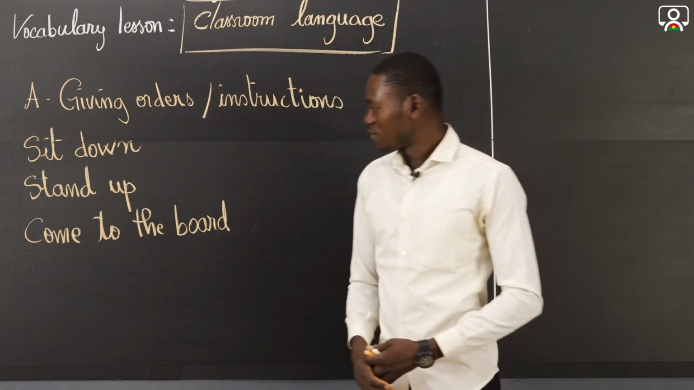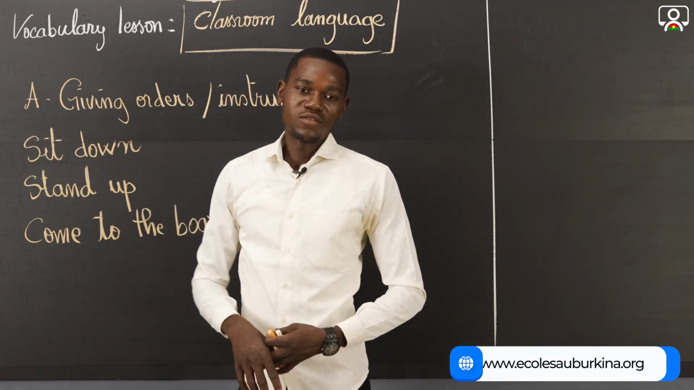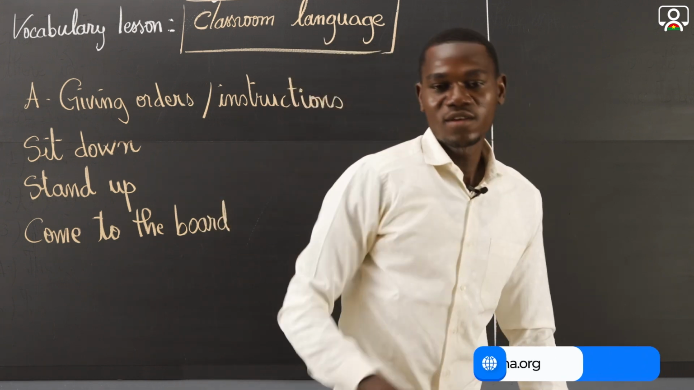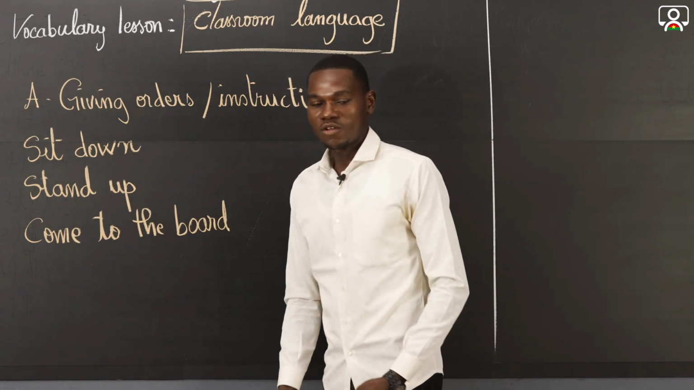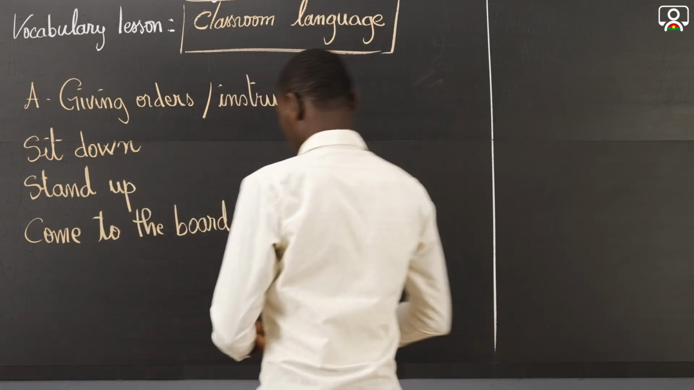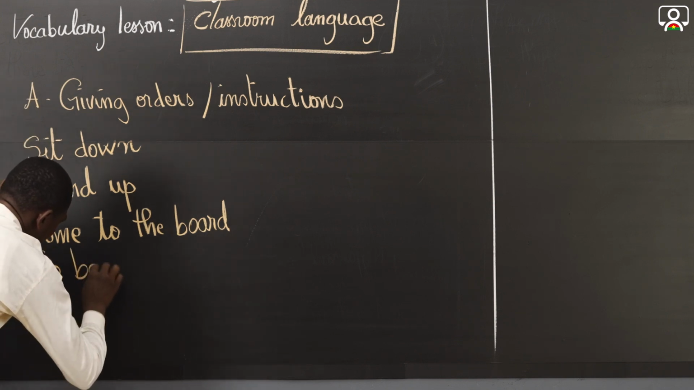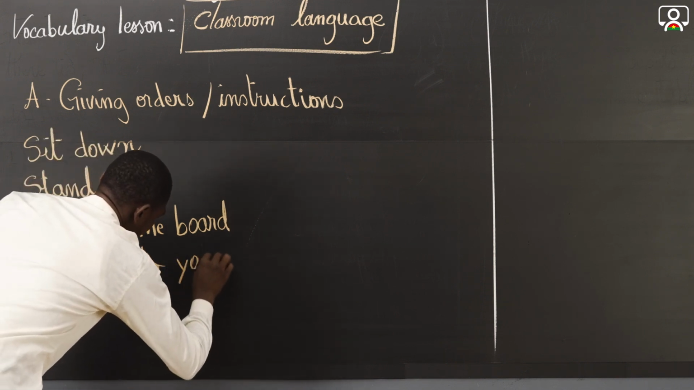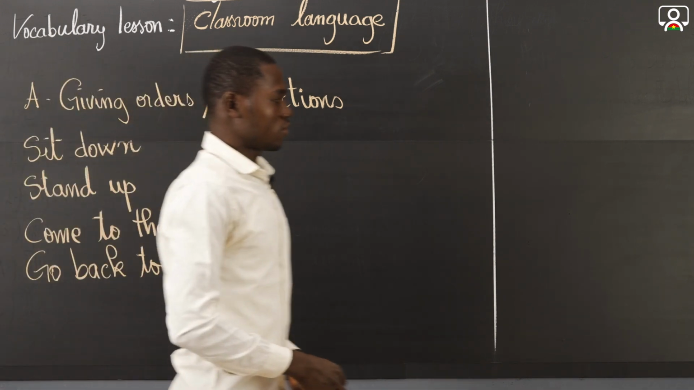Next, if you are not at the board, go back to your seat or go back to your place. Go back to your seat. You see, the teacher is at the board. The teacher goes back to his seat. Great. Go back to your seat.